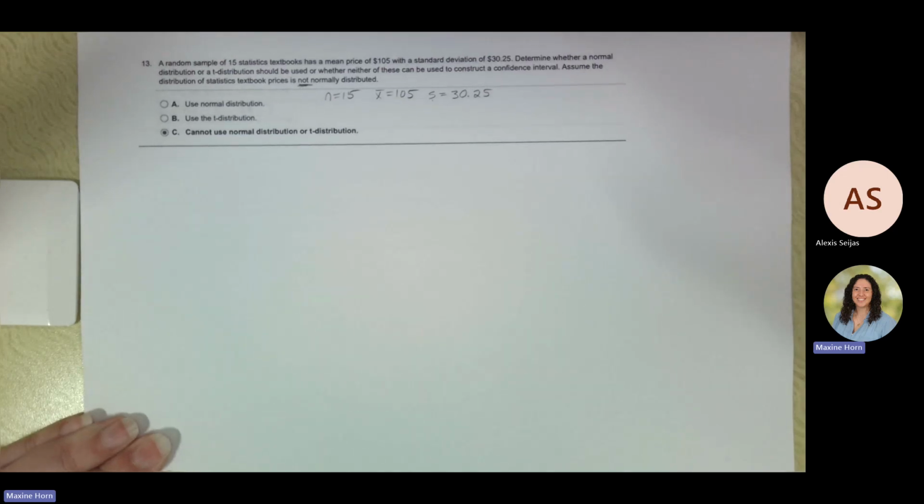So you just wouldn't be able to do this problem in this class. You'd be like, nope, can't do it. Don't have the tools.